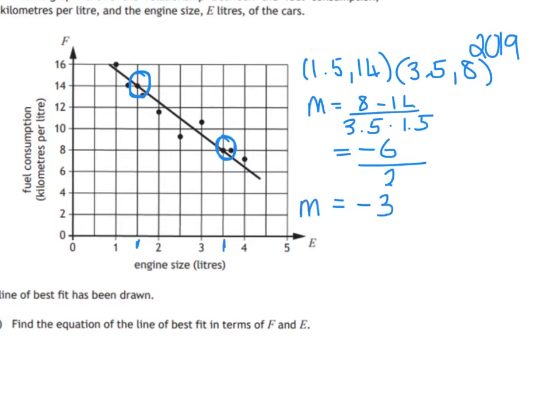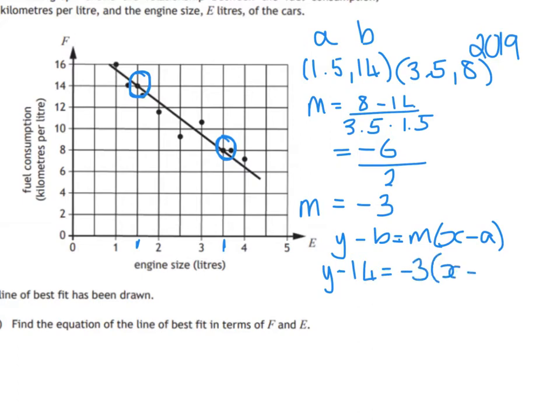Again, remember we don't have a C value, so we're going to use this one: y minus b equals m bracket x minus a. Choose one of your coordinates. Let's go with the one with the easier numbers. We're going to relabel that a and b. So we have y minus 14 equals negative 3 for your gradient, x minus 1.5.